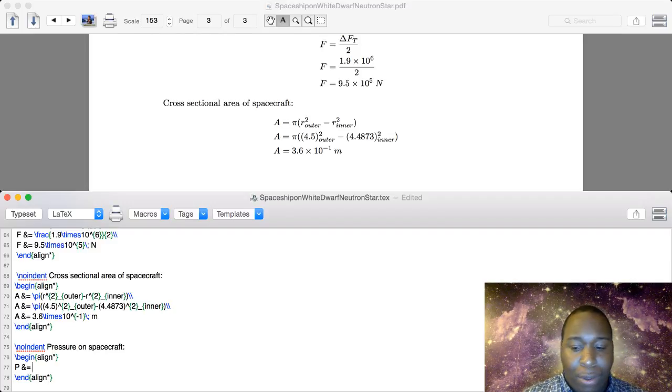Pressure is going to be equal to the force per unit area. So force per unit area. And what this ends up giving us is going to be the 9.5 times 10 to the 5 newtons divided by our cross-sectional area of 3.6 times 10 to the negative 1.